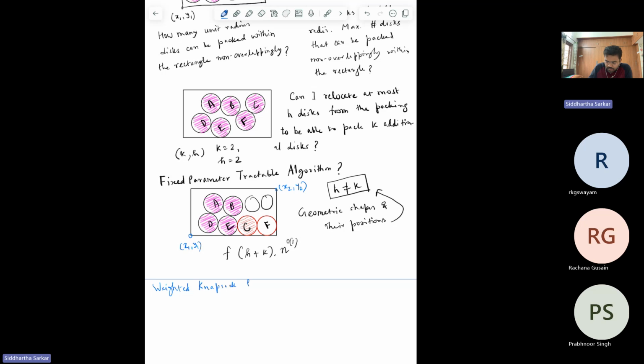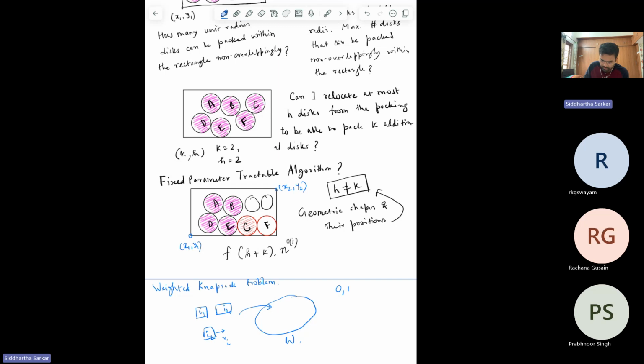So in the weighted knapsack problem, there is a knapsack or bag of size W, and items are to be packed. So this is item 1, item 2, and so on. Items have values, so value v1 and so on. So you want to pack the items. So this is 0-1 knapsack packing.